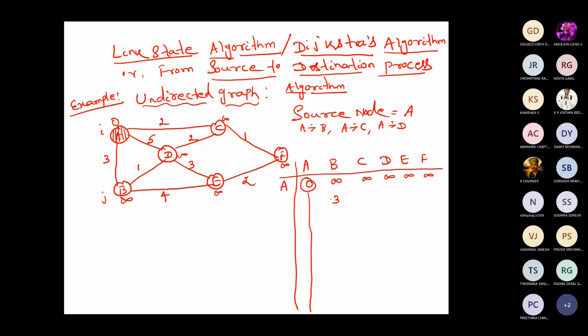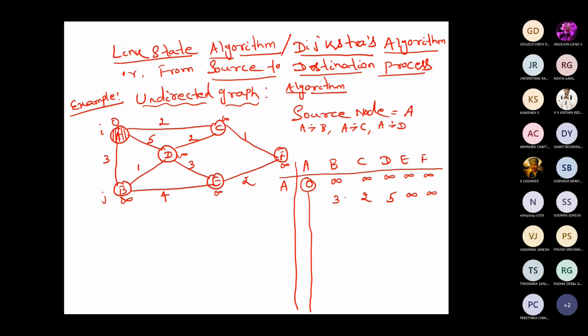So A to B is 3. A to C, you tell me, 0 plus 2 is 2. A to D is 0 plus 5 is 5, because 5 is less than infinity, 2 is less than infinity. That's why we have entered them, guys. And as E and F are not directly connected to A, we have to keep the previous value, which is infinity.